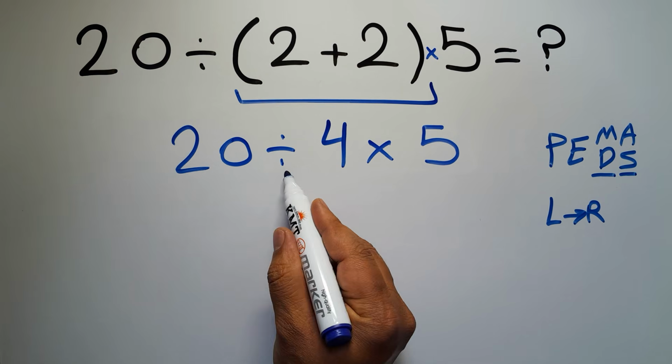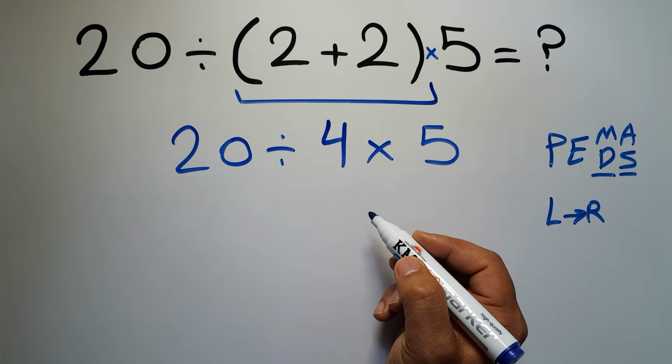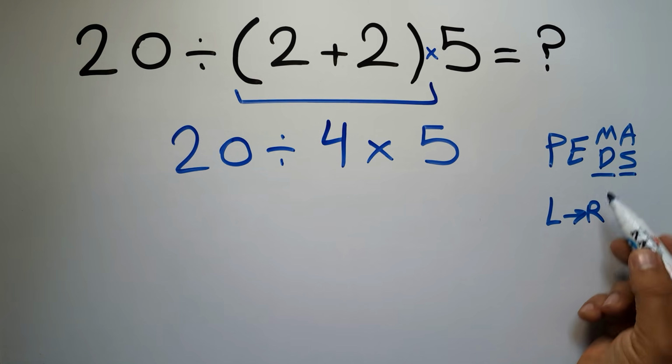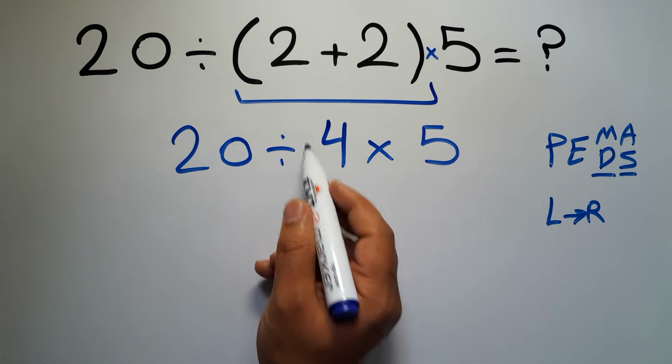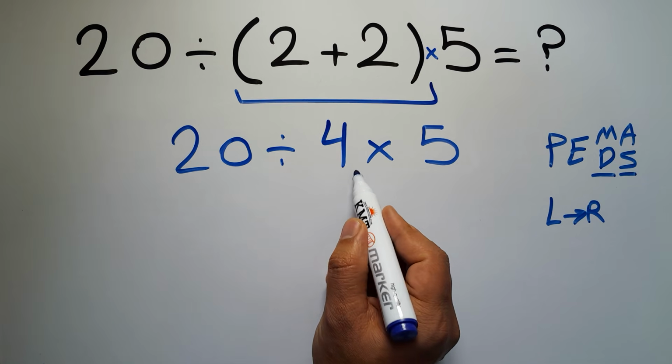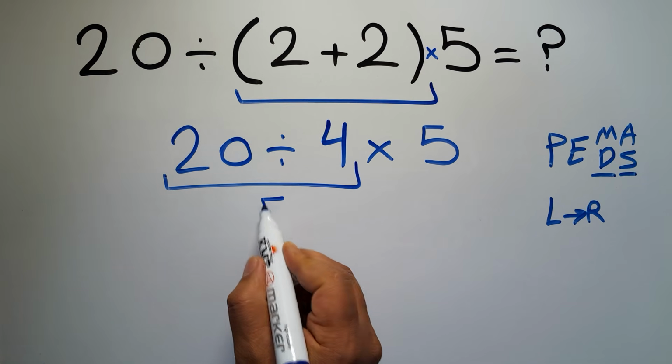Now we have one division and one multiplication. As I said, multiplication and division have equal priority and we have to work from left to right. So here, first we have to do this division. 20 divided by 4 gives us 5.